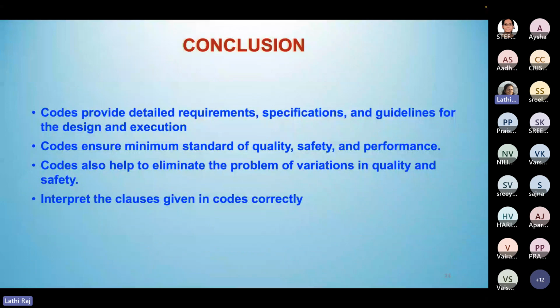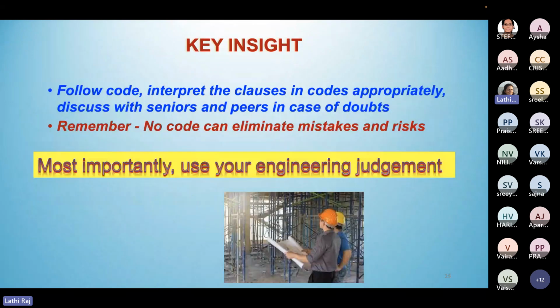As a conclusion, I would say that codes provide detailed requirements, specifications, and guidelines. Codes also ensure a minimum standard of quality, safety, and performance. Codes help to eliminate the problems of variations in quality and safety, and the interpretation of the clauses given in codes should be correctly done. Follow the code, interpret the clauses in codes appropriately, and discuss with seniors and peers in case of doubts. Remember, no code can eliminate mistakes and risks. Most importantly, use your engineering judgment always.